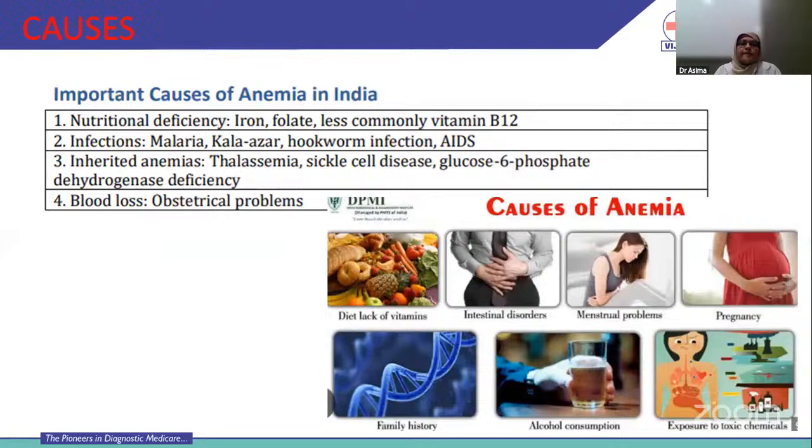Now, the important causes of anemia in India. The first and foremost is nutritional deficiency, which involves iron, folate, and also vitamin B12. Then infections involve malaria, which is most common, and hookworm infection and AIDS also. Kala Azar is mostly eradicated, but it is still present in 4 of the states of India. Then we go to the inherited anemias, that is the thalassemia, the sickle cell disease, the glucose 6-phosphate dehydrogenase deficiency, and the blood loss, which mostly involves obstetrical problems.